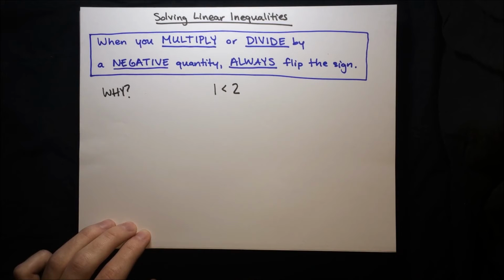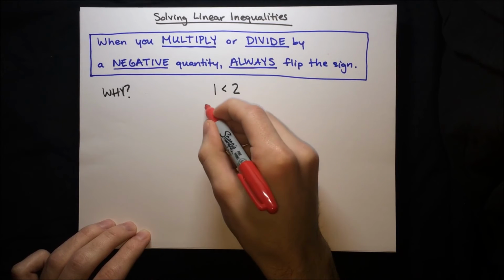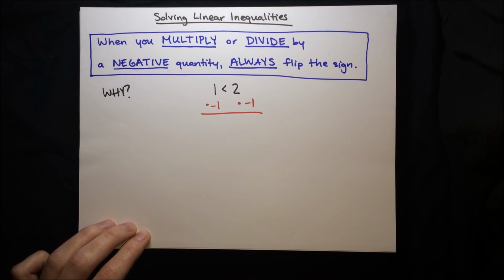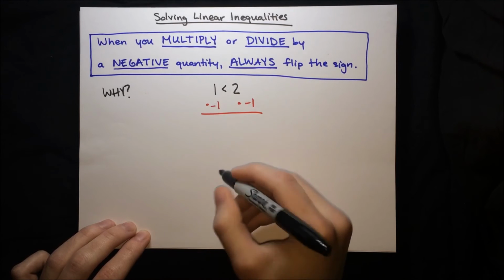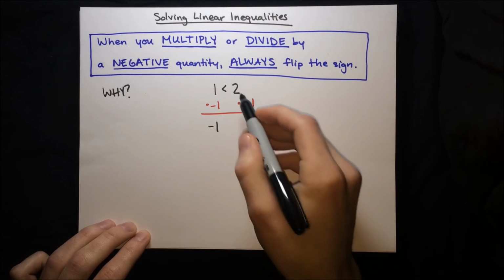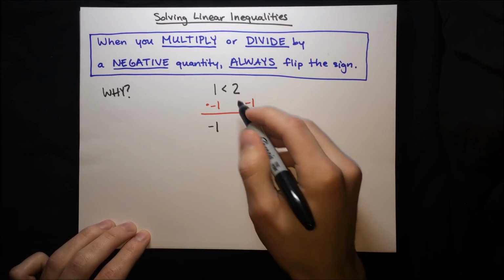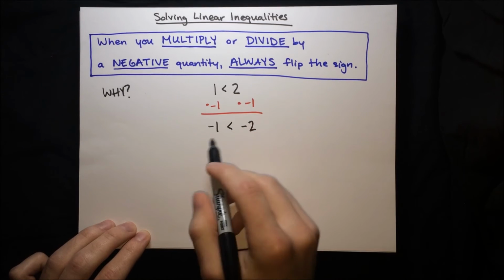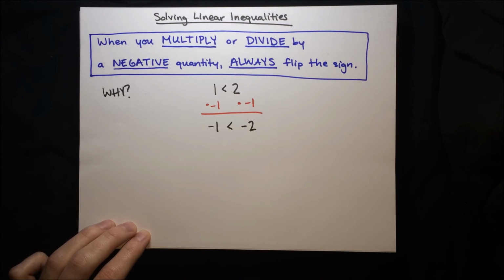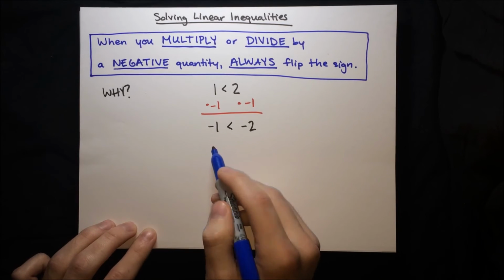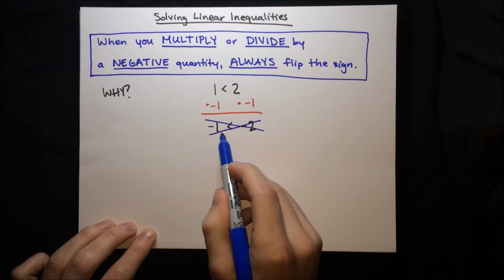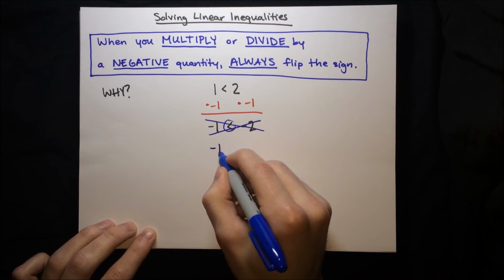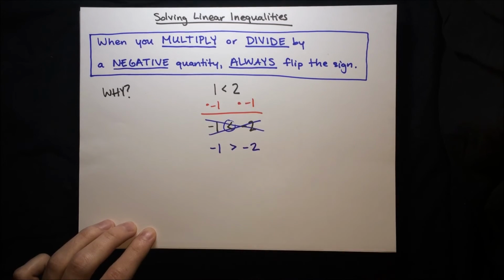And now let's see what happens when we multiply by a negative number, say negative 1, just to keep things simple. When we multiply by negative 1, on the left-hand side we have 1 times negative 1, which is just negative 1. And on the right-hand side we have 2 times negative 1 is negative 2. And if we don't flip the sign, then we have negative 1 is less than negative 2. But that's not true. Negative 1 is greater than negative 2. In order to fix this result, we have to flip the sign of that inequality. We have to change it to negative 1 is greater than negative 2, so that it remains true.